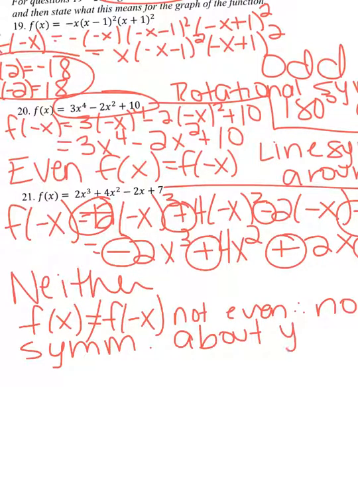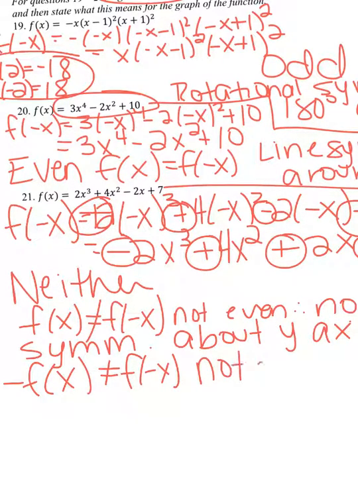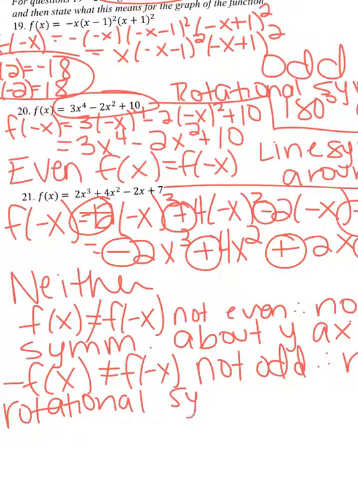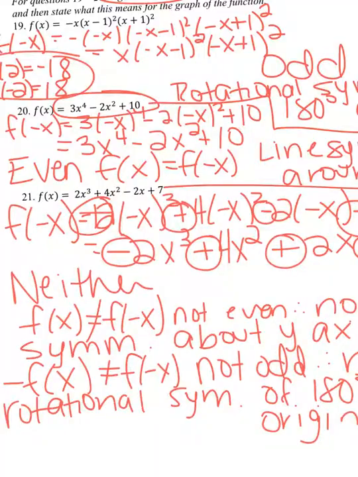About the y-axis. Okay? So it's not even, and it's also not odd, meaning that negative f of x is not equal to f of negative x. So it's not odd. Therefore, there is no rotational symmetry of 180 degrees about the origin. Okay, that's it for even and odd.